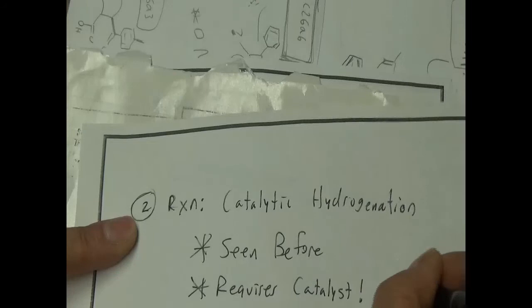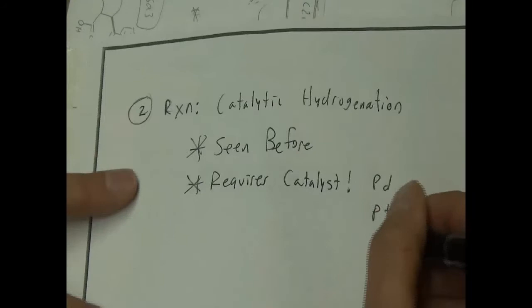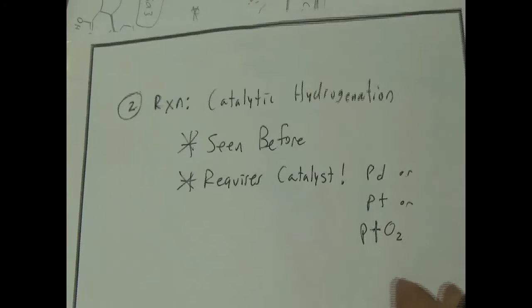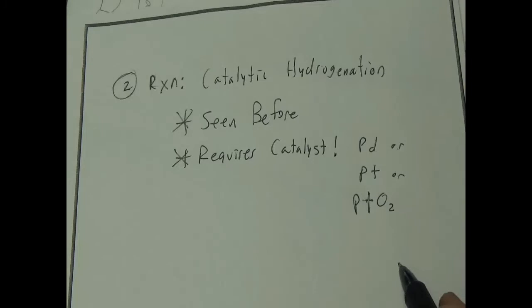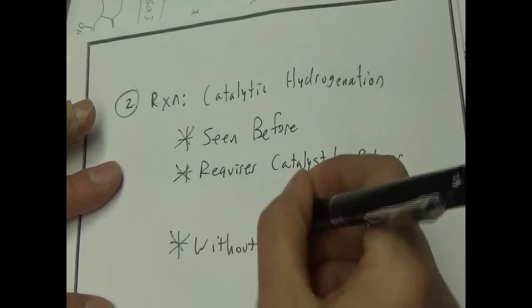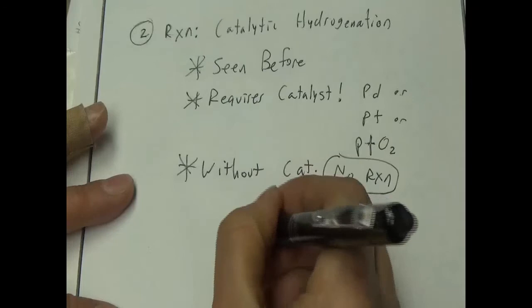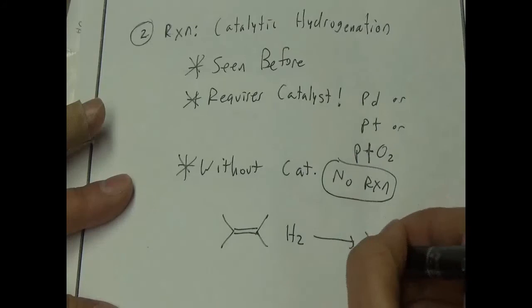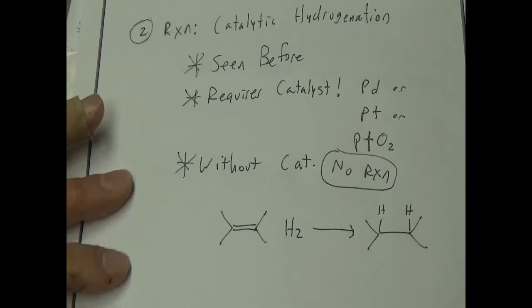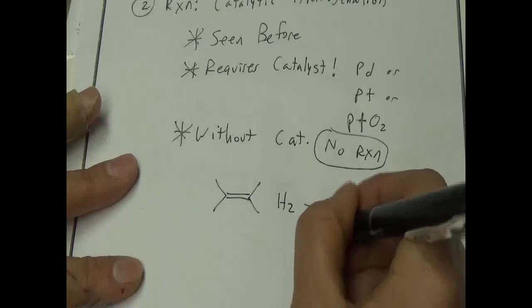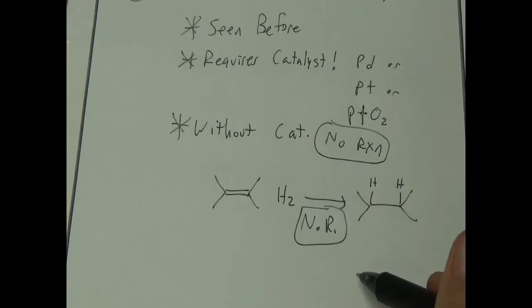It's usually palladium or platinum or sometimes platinum dioxide, PtO2, things like that. There's a metal catalyst that allows the reaction to proceed. So without catalyst, no reaction. Just as an example, if I have an alkene, we know that what should happen is you get H and H, right? But if you don't have a catalyst, I'm not writing a catalyst, NR. Without a catalyst, there's no reaction, all right? So what does the catalyst do?